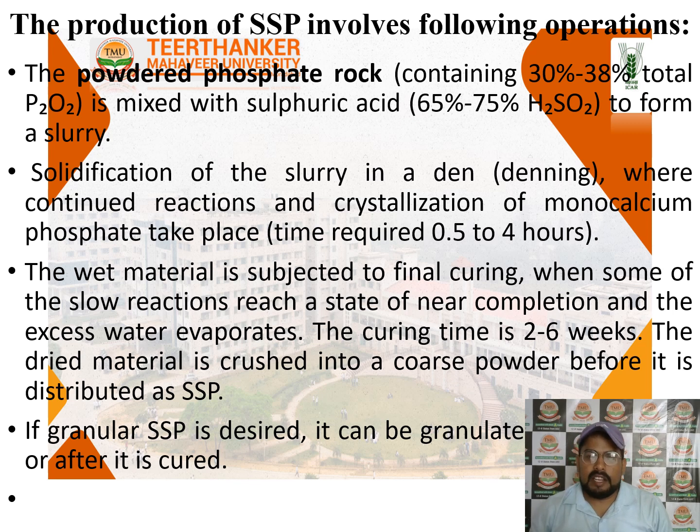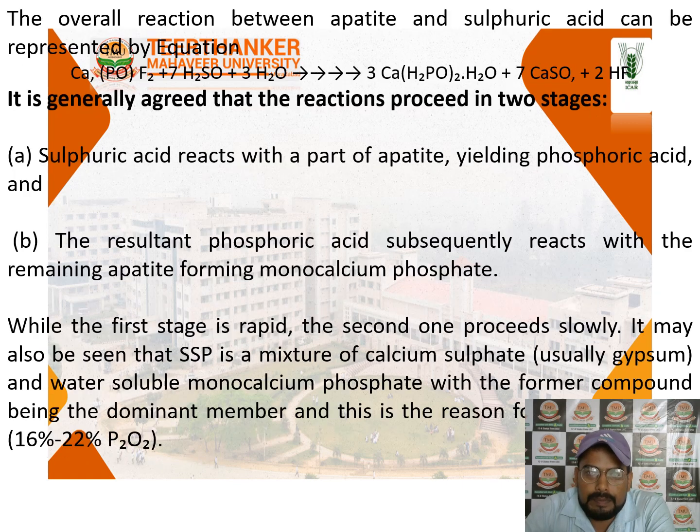Next is the wet material. The wet material is subjected to curing, when the slow reaction is near completion and the excess water evaporates. Curing takes 2 to 6 weeks. The dried cured material forms powdered SSP. Granular SSP is dried and granulated after curing.